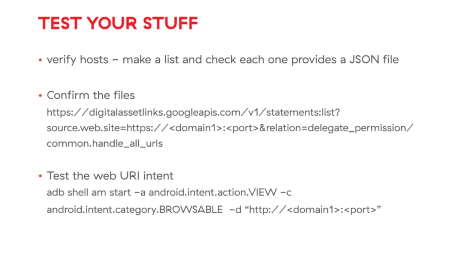Basically, those 3 things that are listed here are the ones to test. You should make a list of your hosts, each one you stated in the manifest, and check that they are linked to a specific JSON file. You should confirm that the files are okay. That means they hold the right fingerprints, that they link to a specific application ID, and you have the API here, so you can test it from your terminal or console or whatever. So testing is not the problem here.